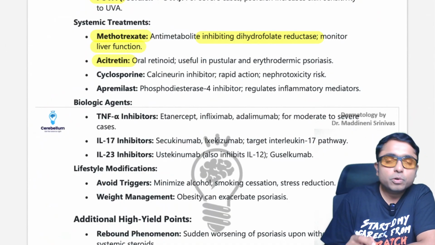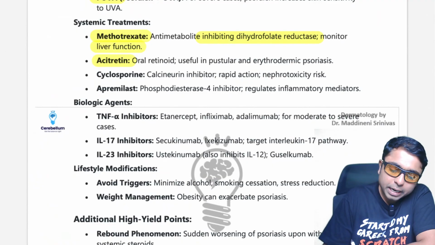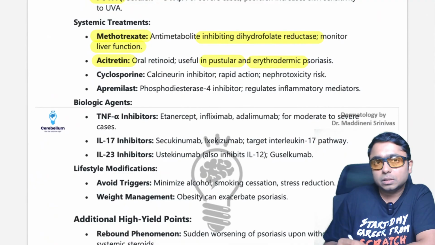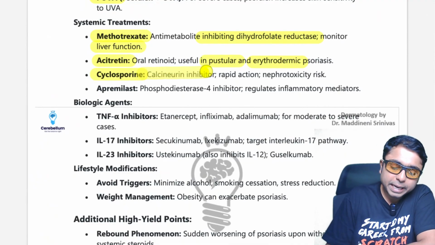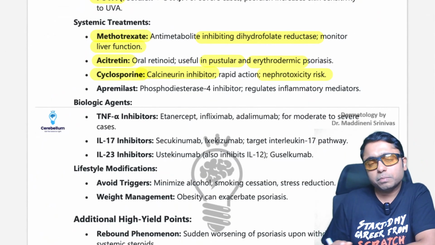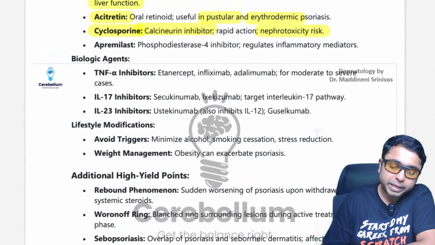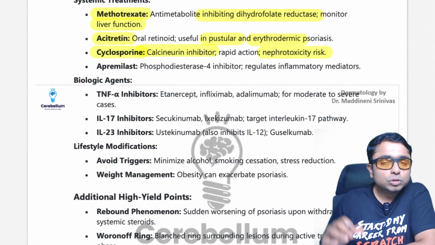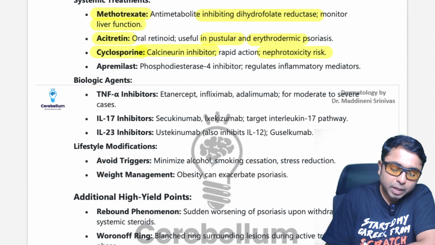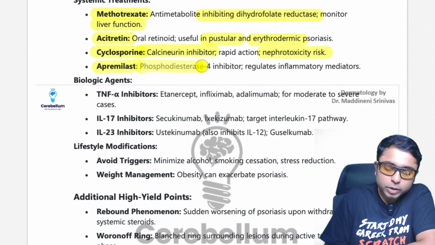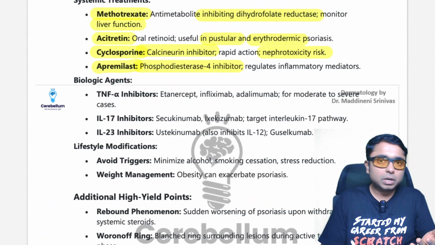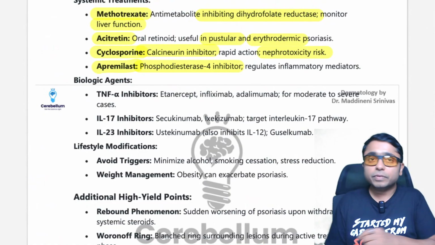And acitretin, you can remember, is a systemic retinoid, and this is useful particularly in cases of pustular psoriasis and also erythrodermic psoriasis. Cyclosporine is a calcineurin inhibitor and has a rapid onset of action, but the problem is that it is nephrotoxic. Methotrexate and acitretin are both teratogenic medications. Remember apremilast, a phosphodiesterase 4 inhibitor, which is recently being used very commonly in patients of psoriasis and also in pemphigus vulgaris.